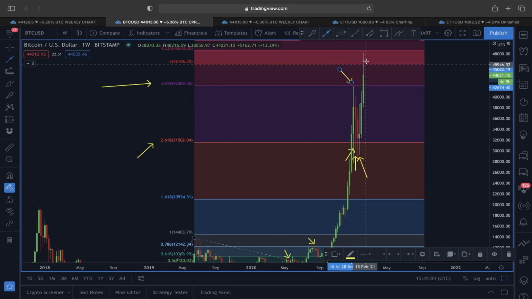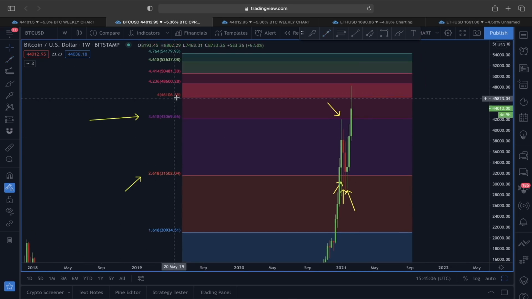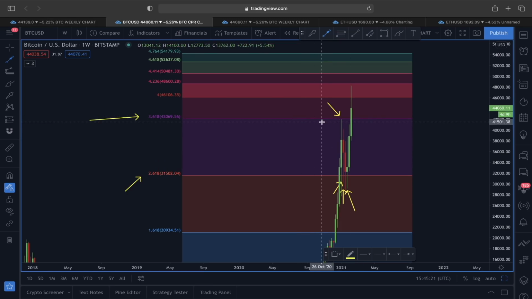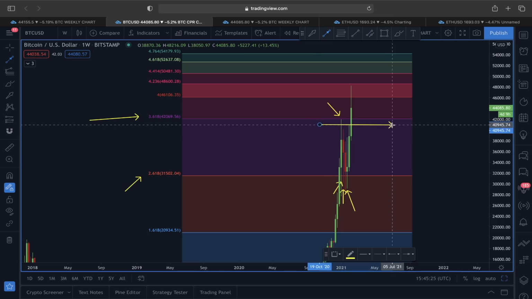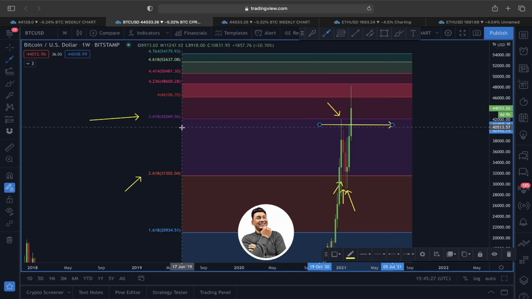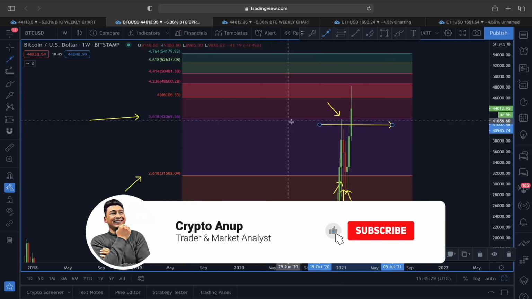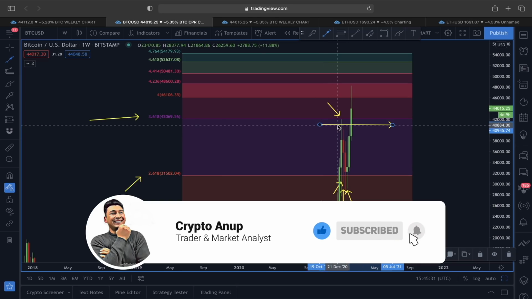So now since we have broken out of both this 46,000 price level and also this 42,000 price level, now any sort of a pullback, then we can see that this 3.618 Fibonacci extension level acting as a very strong support around 42,060 price level. And we also know that 41,000 here in a smaller time frame we just looked at is a very strong support. So now we know we have two strong supports, 42,000 and also the most important support of 41,000.